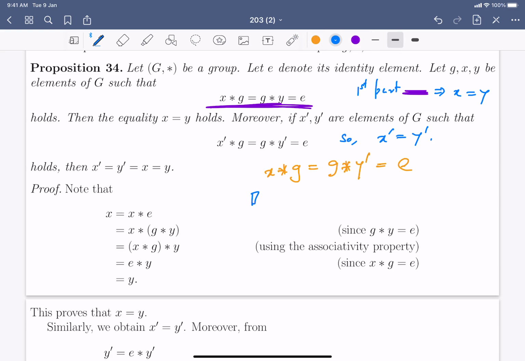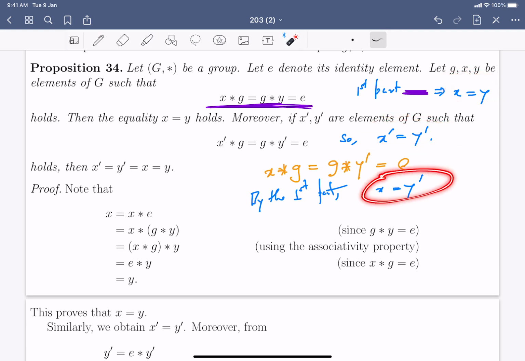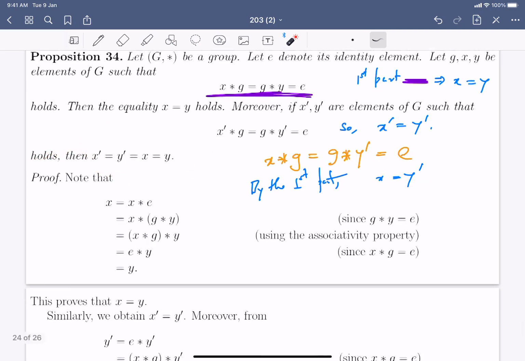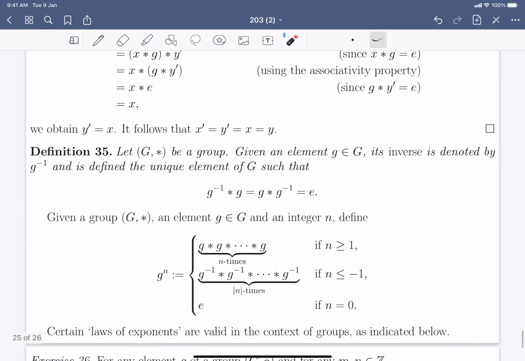So by the first part, x equal to y prime. So earlier you had x equal to y and x prime equal to y prime, and now you have seen that x is equal to y prime. So all these four quantities are the same. Great. And now we are in a position to talk about the inverse.